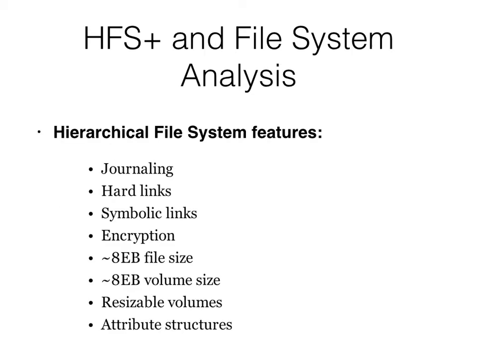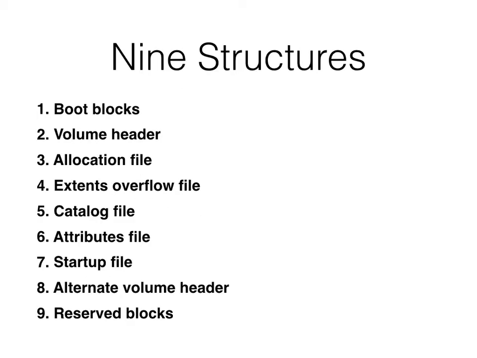But it's going to keep journals of everything it does, so that if it crashes halfway through a process, it can pick up where it left off. It's got hard links and symbolic links, which Microsoft calls shortcuts, and junctions, which are just little files that point to the location of another file. You can encrypt the hard drive, and the hard drive can get up to a very large size, just like NTFS can, and you can resize the volumes and so on.